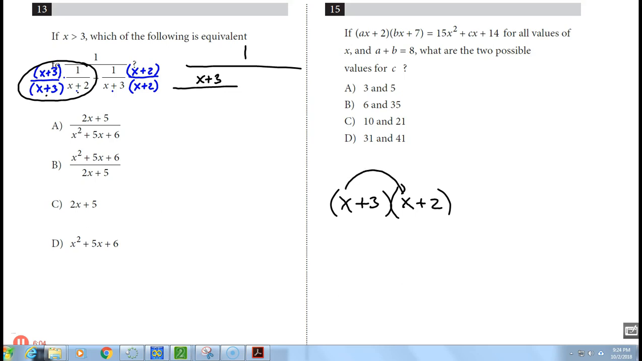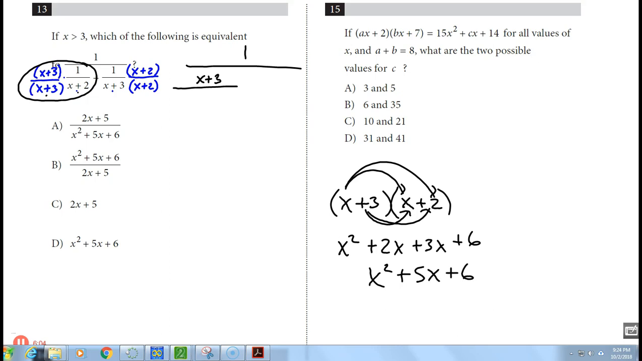But I do x times x, which is x squared, x times 2, which is 2x. Then I got to do the 3 times the x. And then I got to do the 3 times the 2, which is 6. And that just comes out to be x squared plus 5x plus 6. That's a lot of work to get just this piece. Well, luckily, I get to use that again, because then I come over here.